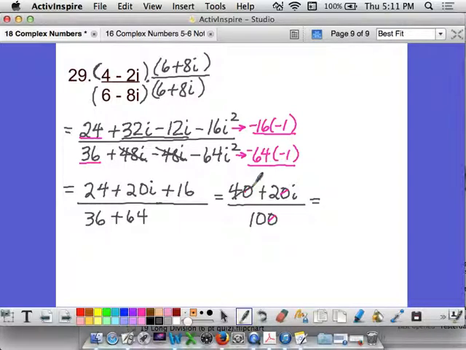However you want to reduce it. 20 will go into 40 2 times. 20 will go into 20 1 time. And 20 will go into 100 5. So I have 2 plus 1i over 5. And we don't put that 1, it's understood to be there. So 2 plus i over 5 would be that final answer here.